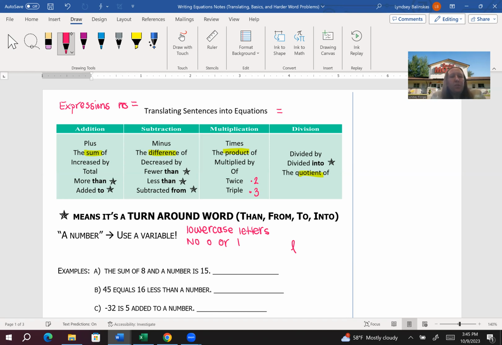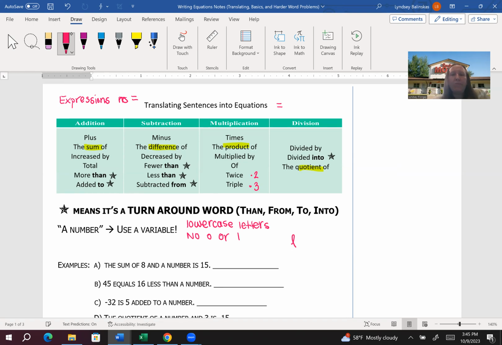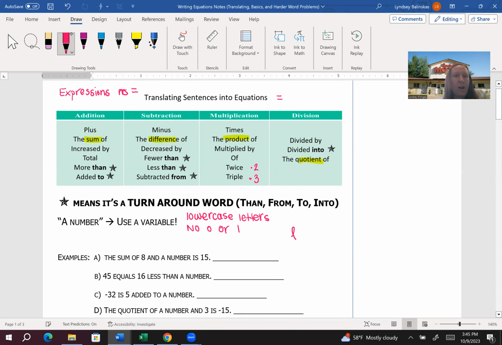Okay, so let's jump into some examples here. We have the sum of 8 and a number is 15. Sum is addition. I do not see any turnaround words, so we just go in the flow of the sentence. So the sum of 8 and a number, that means we're going to say 8 plus x, or whatever variable you want. I'm probably just going to stick with x. Then is our equal sign, and then 15.